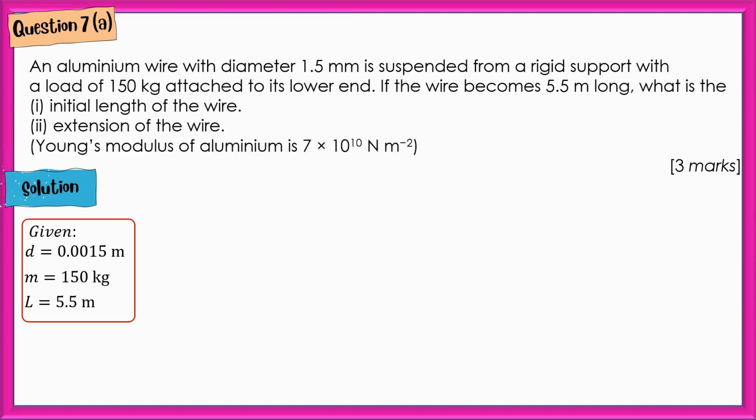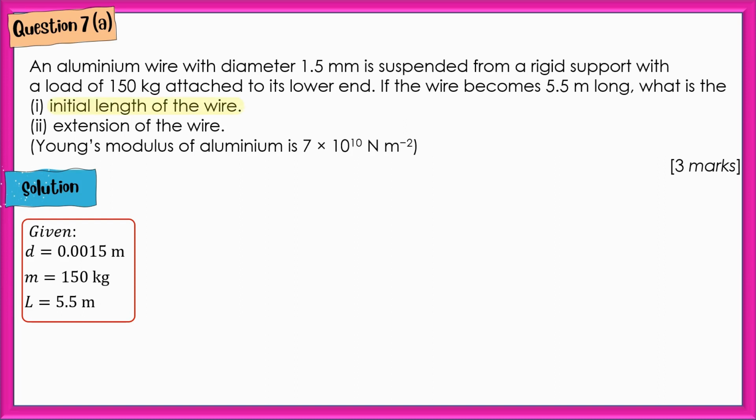Question number 7a. An aluminium wire with diameter 1.5 mm is suspended from a rigid support with a load of 150 kg attached to its lower end. If the wire becomes 5.5 meter long, what is the initial length of the wire?